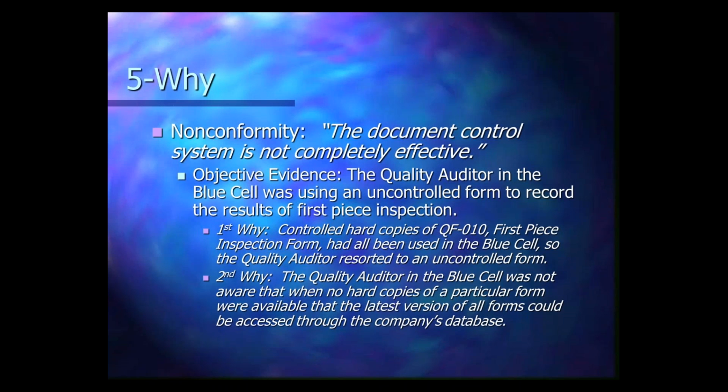Let's take a look at our second example. The document control system is not completely effective, substantiated by the objective evidence. Quality auditor in the blue cell was using an uncontrolled form to record the results of first piece inspection. Well, why was he or she using an uncontrolled form? Well, controlled hard copies of the form had all been used up, so the quality auditor resorted to an uncontrolled form. Well, why didn't they just print one from the system? The quality auditor was not aware that when no hard copies were available, that the latest version of all forms could be printed from the database.